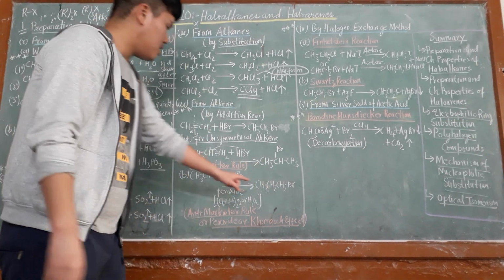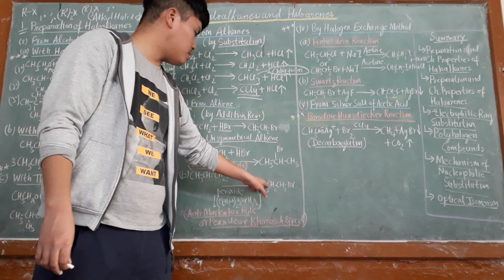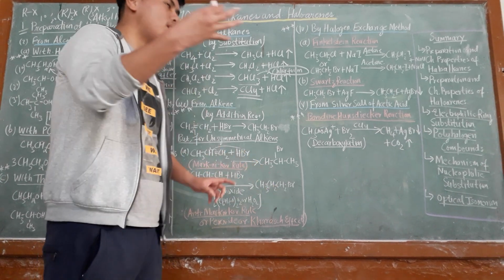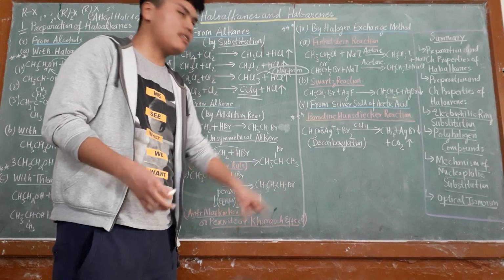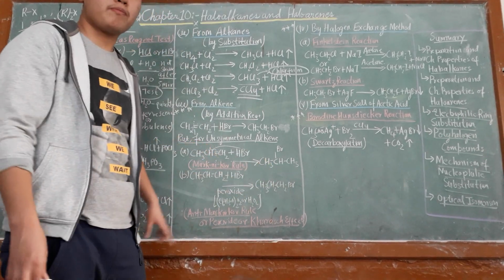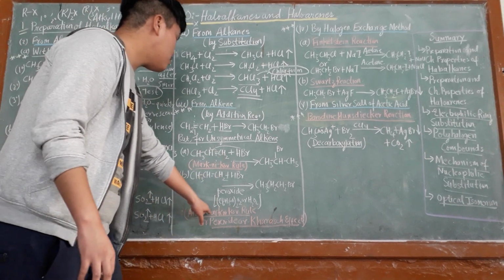In the presence of peroxide, the Br shifts by one step, so Br goes to the next carbon and the hydrogen goes to the other carbon. So this is what we call the anti-Markovnikov rule.